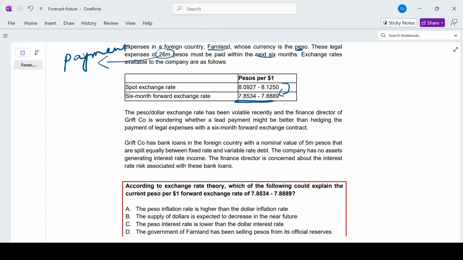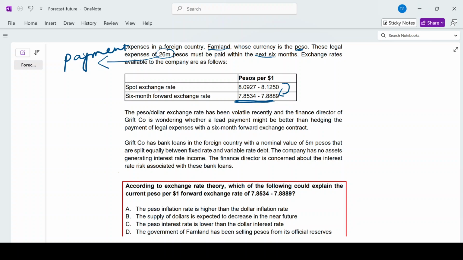So right now, the spot rate, what you can see is, to buy 1 US dollar, you need to pay 8 pesos. That means the dollar is strong. To get only $1, somebody from Farnland will have to spend 8 of their pesos. So the dollar is the stronger currency over here. Now what happens? The 6-month forward exchange rate is telling us that 6 months from now, $1 will cost them roughly 7.8. So earlier they were having to shell out 8 pesos. Now they have to give slightly less than that to get that same $1.